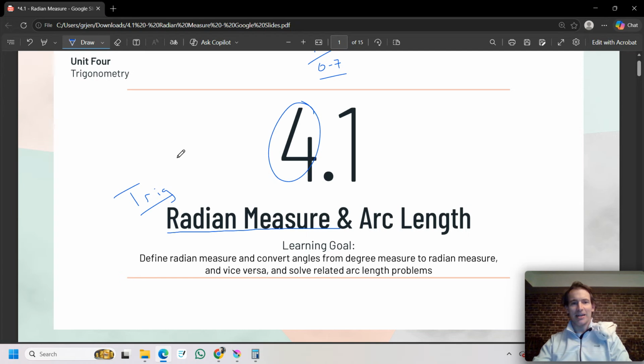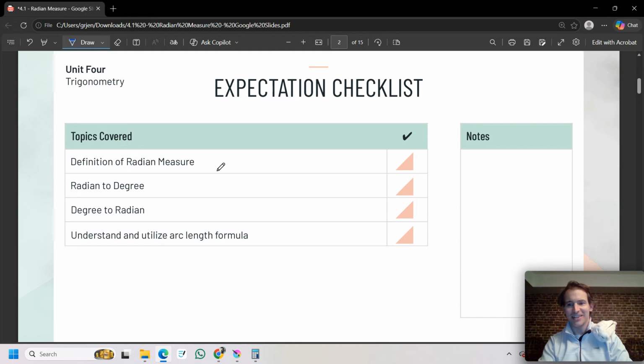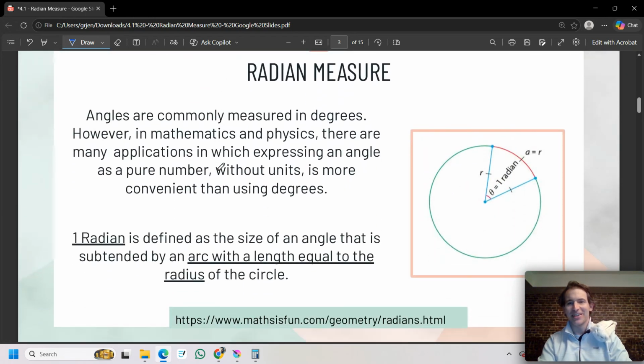So instead of measuring an angle like so, okay, I've got this angle here, and instead of saying that that's like 30 degrees, we're going to measure it now in radians, which has to do with the length of this arc. You're going to love it. Decide you love it, okay? And then you'll maybe like it a little better than you otherwise would.